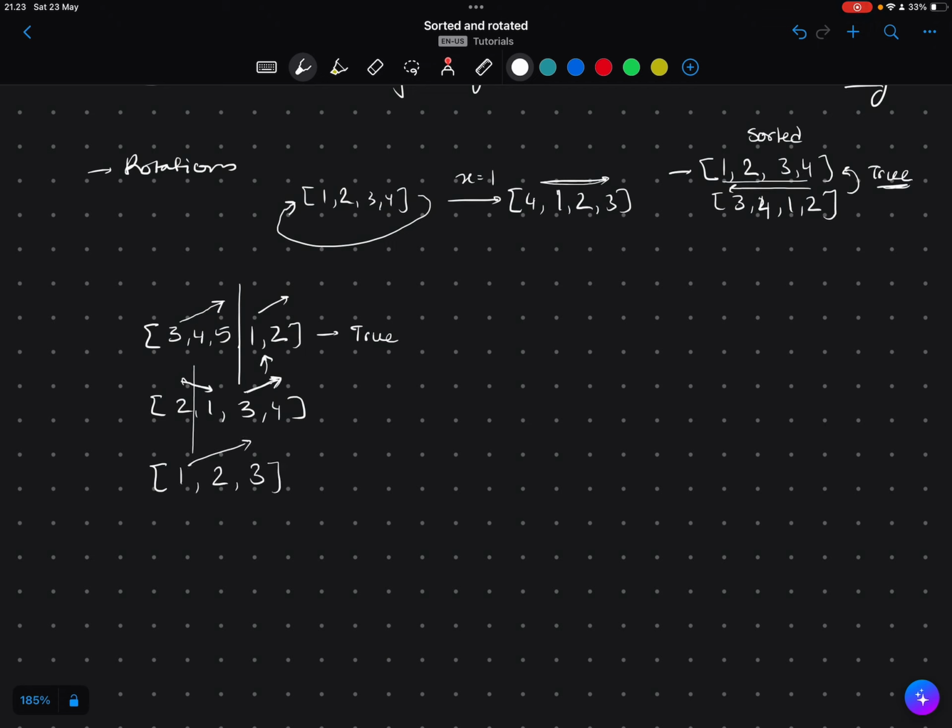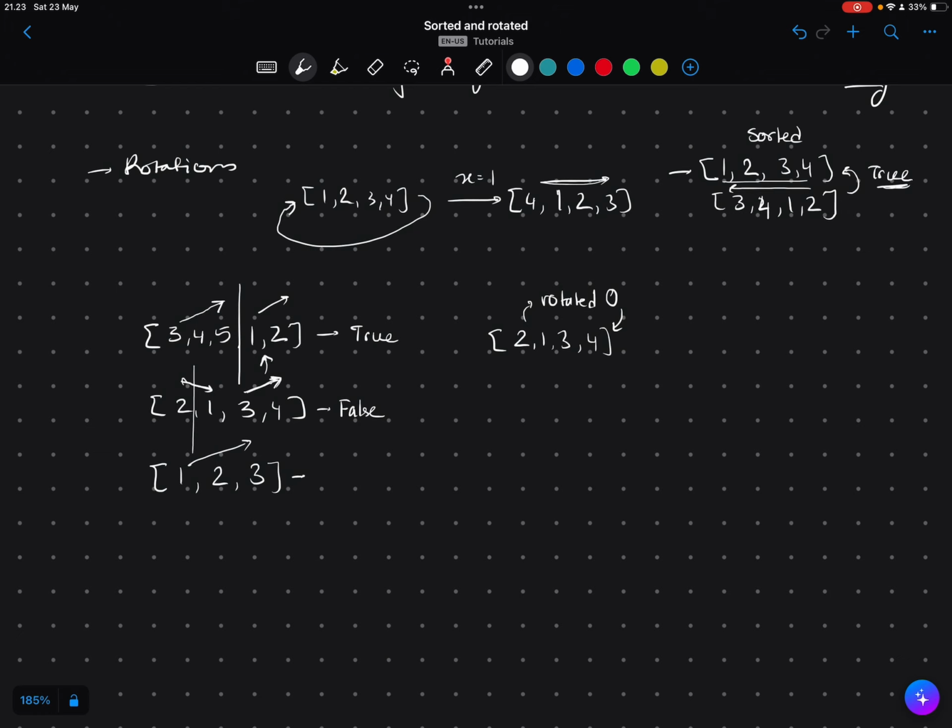And let's consider 1, 2, 3. That one is just sorted in an orderly fashion. We don't have any issues with that. But this was expected to be false, right? And it should be false, because if we unravel this any way possible, actually any way possible is not even the question. 2, 1, 3, 4. If we consider this to be rotated 0 times, then it was not a sorted array, right? It is not a sorted array.